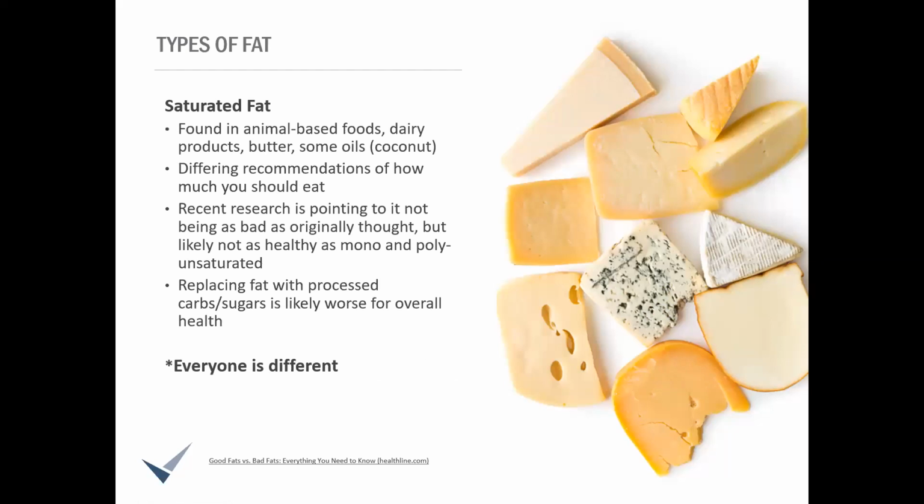All right, saturated fats. These are the things you're going to find in more of your animal-based foods, your dairy, your butter, and then some oils. So this is where coconut oil will fall. Also, you'll see a lot of times eggs fall into the saturated fat category. In reality, a large egg has 5 grams of fat, but 3 of those grams are from the poly and monounsaturated. So I'm going to put those on those lists instead.